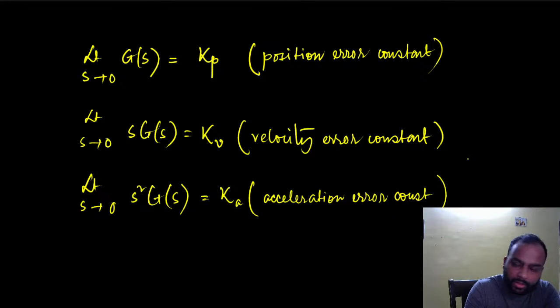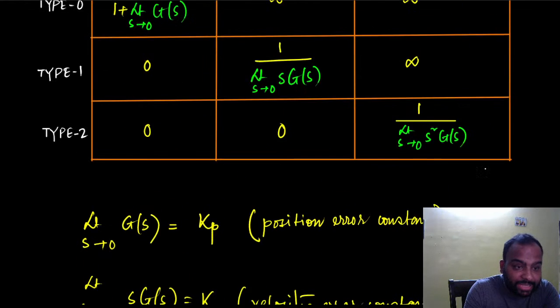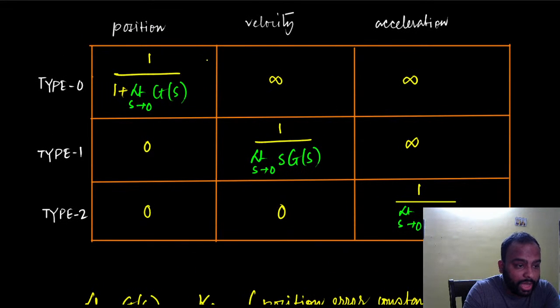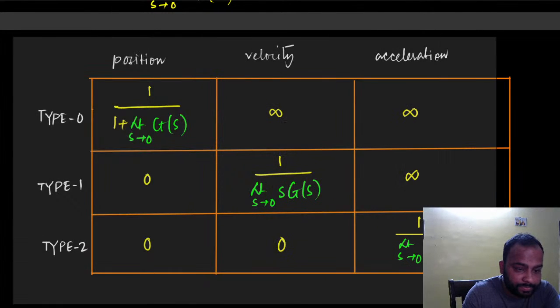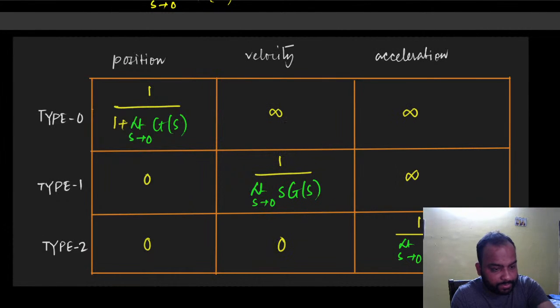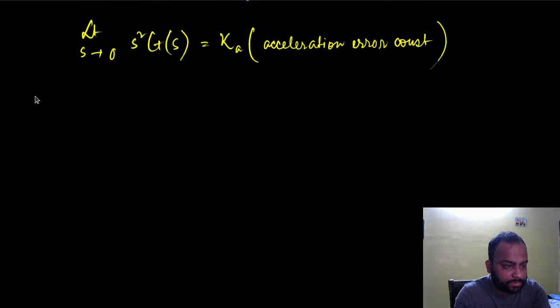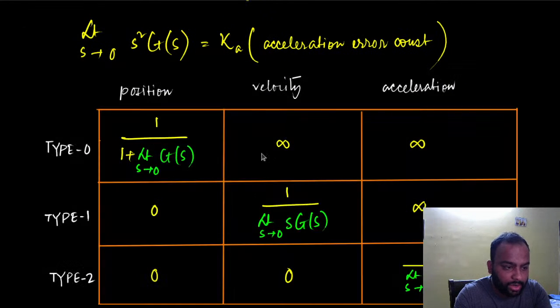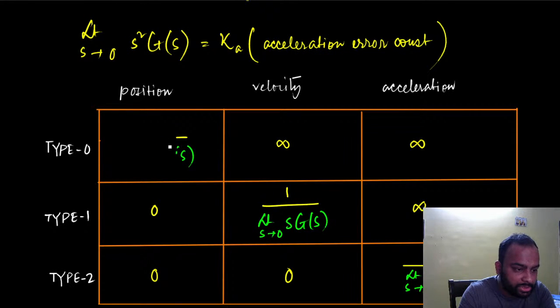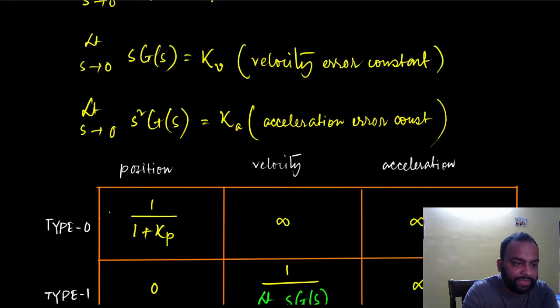Okay, so these are the special names here. So now this table can once again be modified and redrawn using those error constant terminology. So this is 1 by 1 plus kp, and again these are the definitions there.